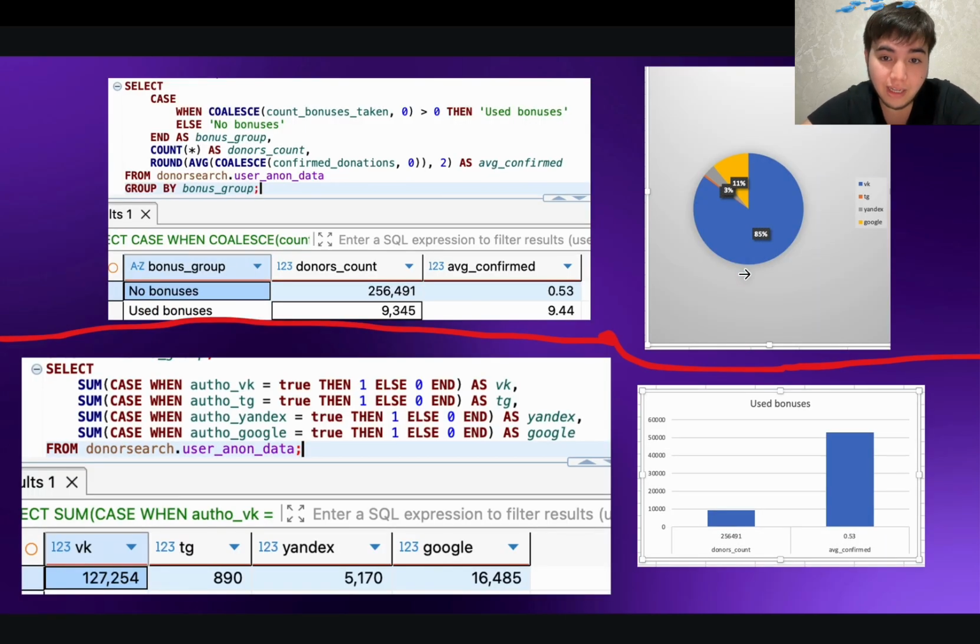After that, I analyzed what affects user activity. For example, I looked at the bonus system and found that users who use bonuses are significantly more active. I also analyzed acquisition channels. While social media VK brings the largest number of users, Telegram users actually show higher engagement.